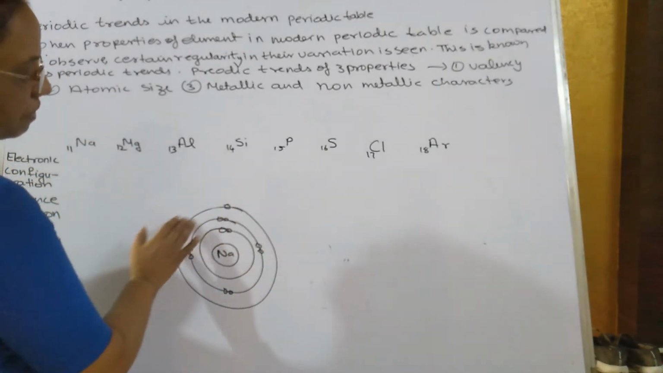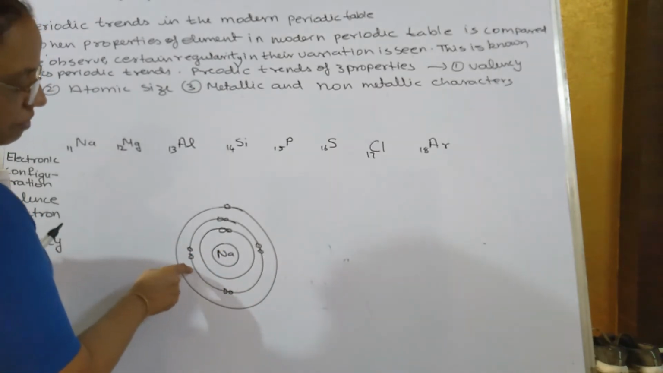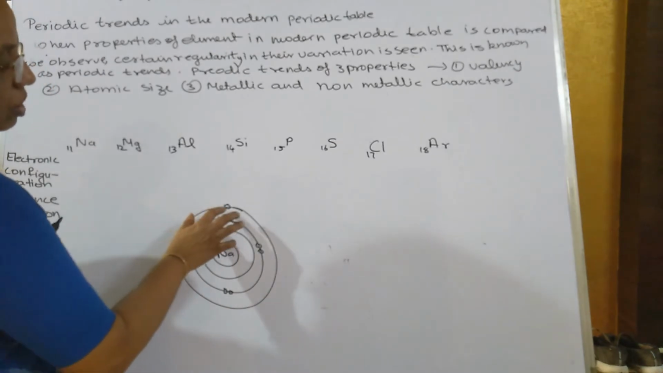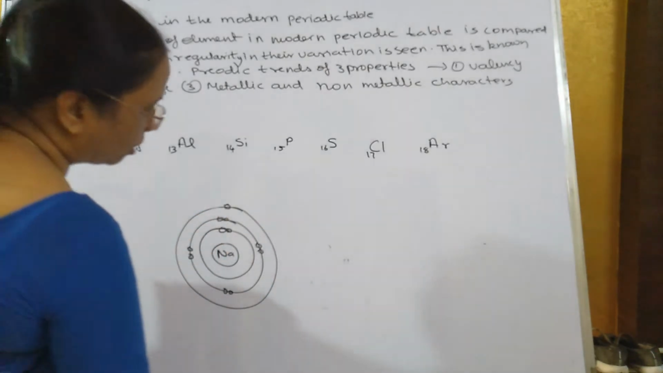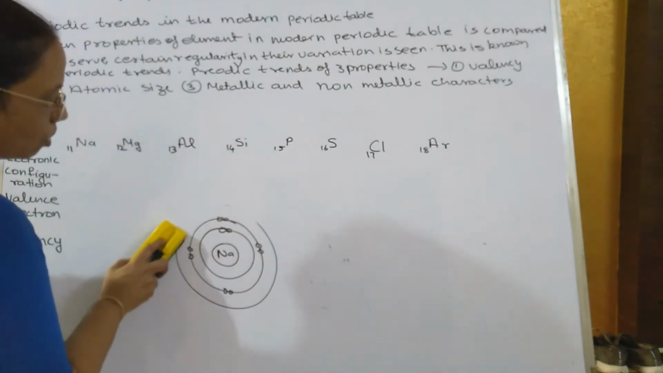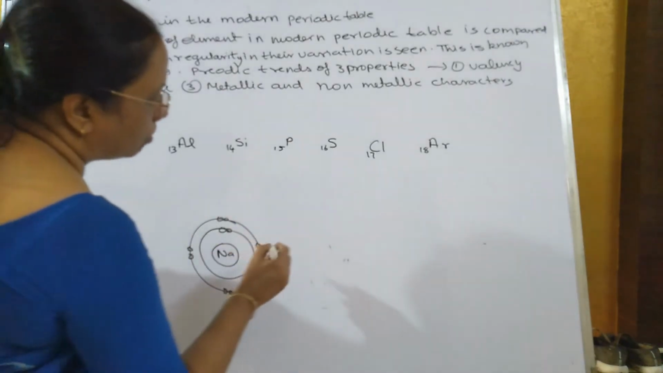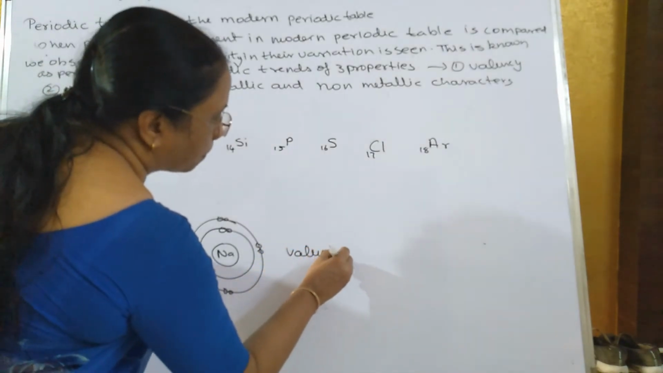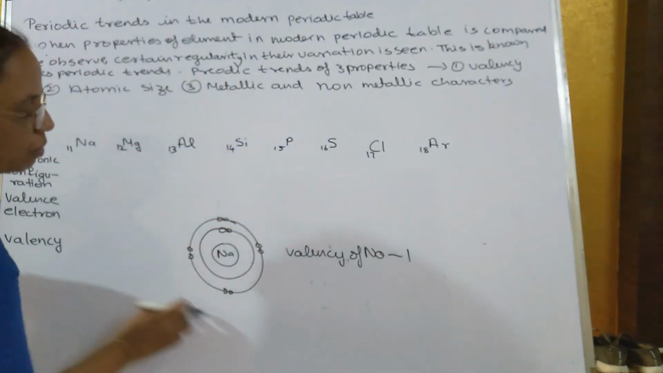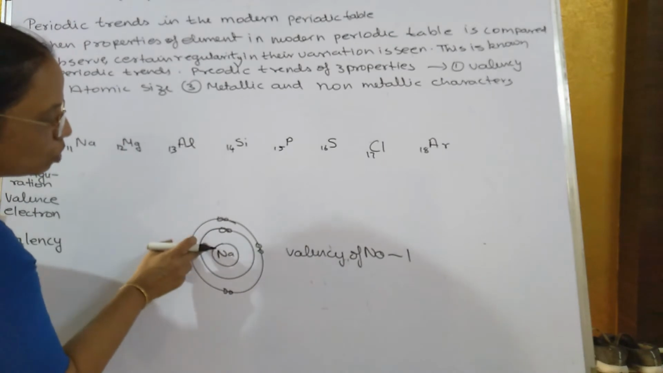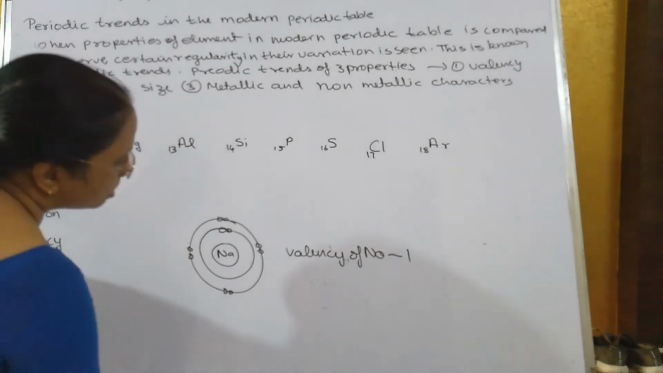If it gives away 1 electron, this outermost orbit will go away, and this will become the outermost shell, which is having already 8 electrons. So what is easier, to give away 1 electron or to take 7 electrons? It is very easy to give away 1 electron. So sodium will give away 1 electron, therefore the valency of sodium will become 1. Now it will be having only 2 shells, and the outer shell is already having 8 electrons, so it becomes stable. This is how valency is determined.